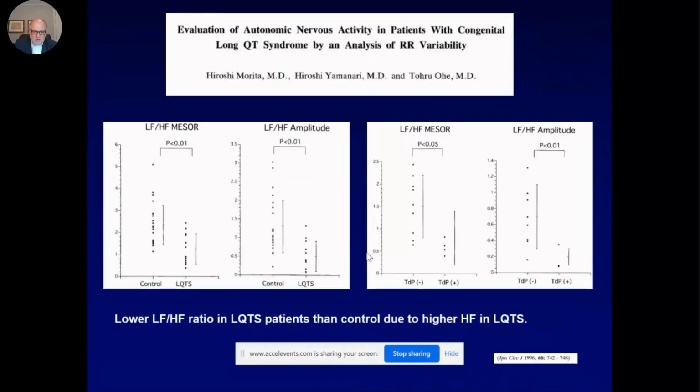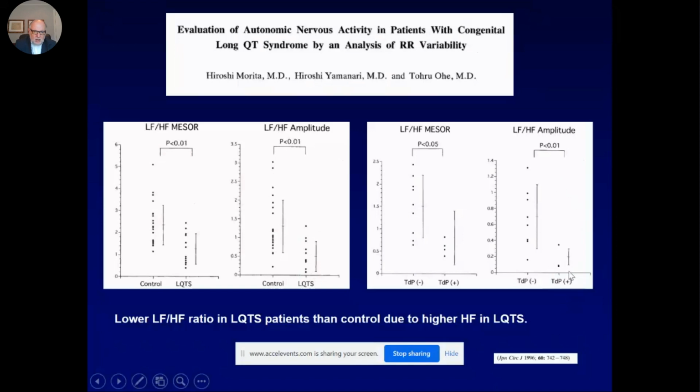So this brings us to a question: what about heart rate and heart rate variability? When we speak about heart rate variability, I recall one of the papers from 1996 by Dr. Hiroshi Morita and co-workers, who looked at a group of long QT patients versus controls. And what you can see here is that the LF-HF ratio was really lower in long QT.